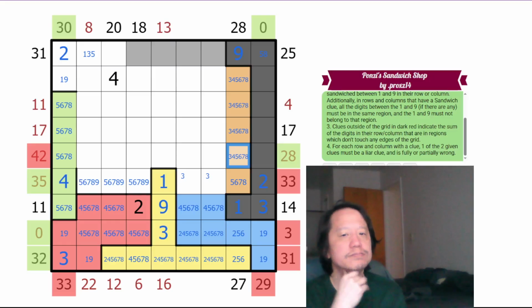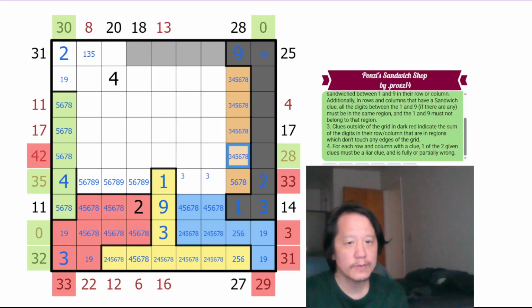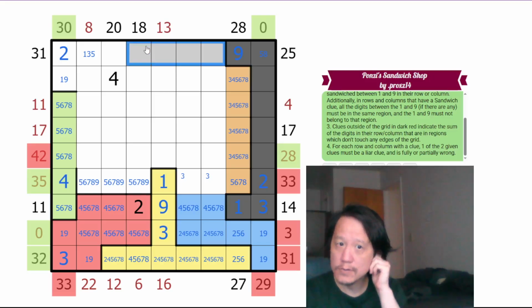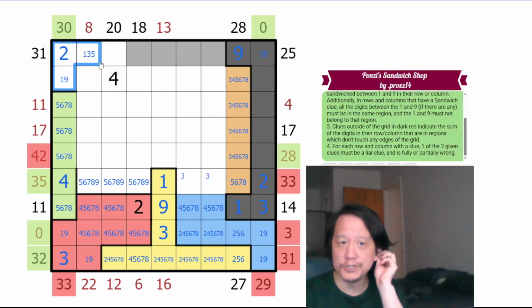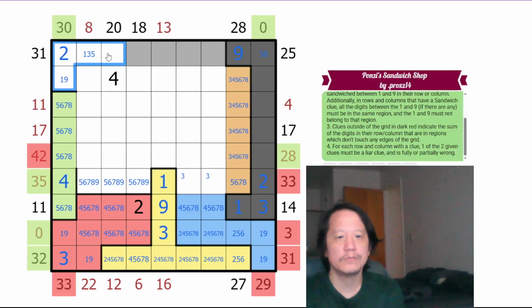So orange is definitely not going to be touching the edge of the grid. We have gray here. We have at least one other region here. Can we have 2 regions here? I think the answer is probably not, right?